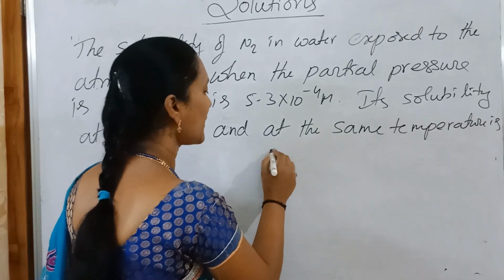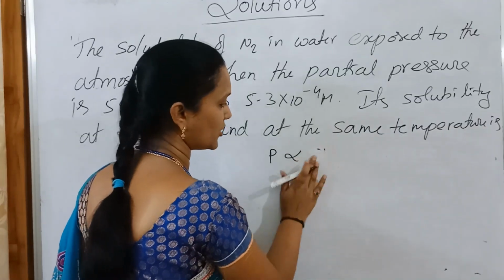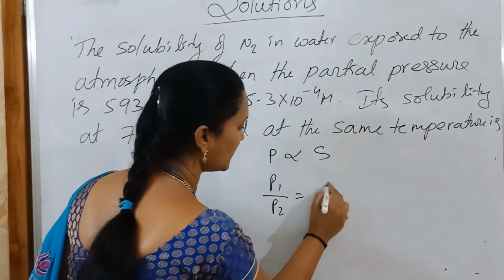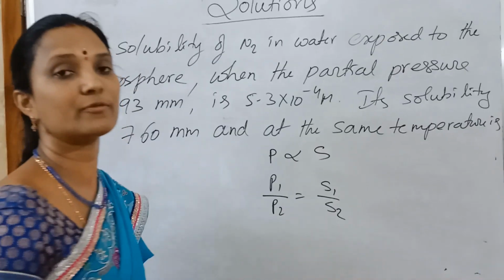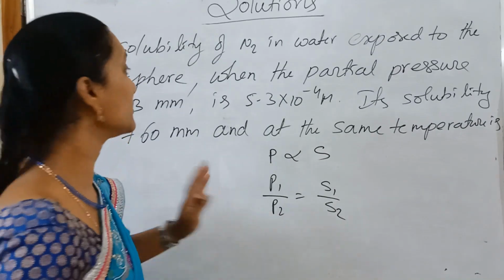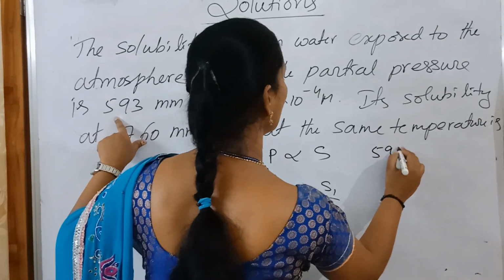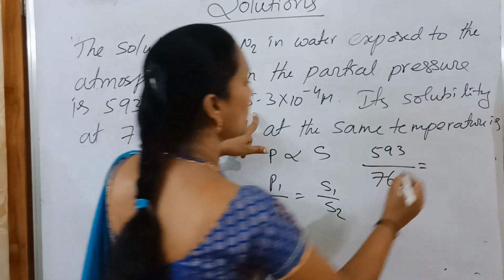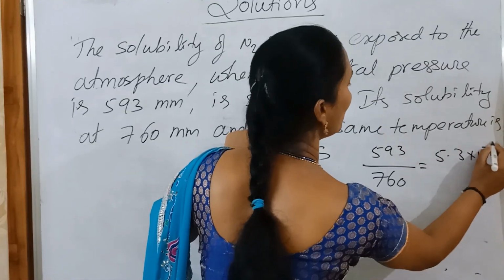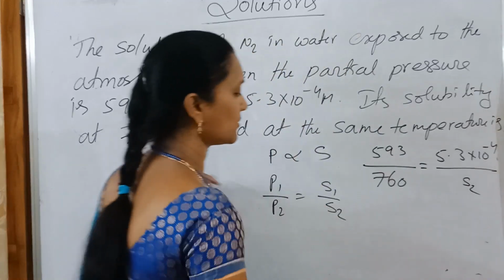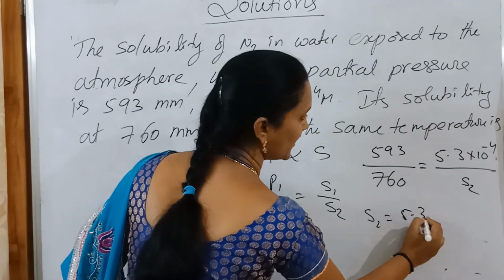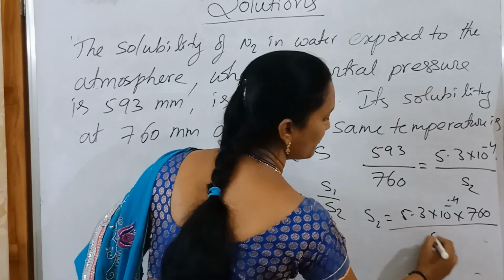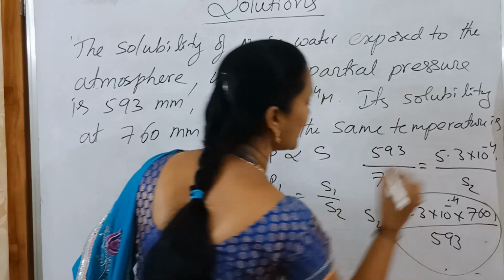So what is the relation? Partial pressure is directly proportional to solubility. Earlier it was mole fraction, now we are taking solubility. So P1 by P2 is equal to S1 by S2. Yes or no? So if two different partial pressures are given, this is how to solve. P1 is 593, P2 is 760, S1 is 5.3 into 10 power minus 4, and S2 they are asking. So S2 is equal to 5.3 into 10 power minus 4 into 760 by 593. Just simplify this and you will get the solubility.